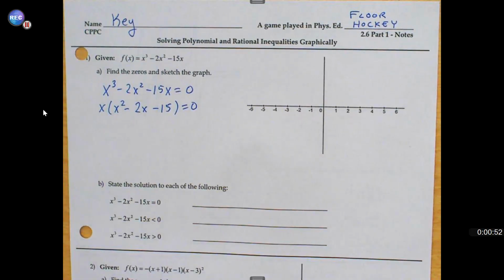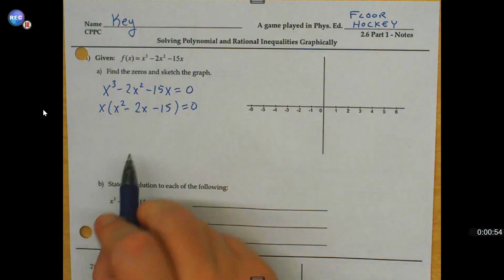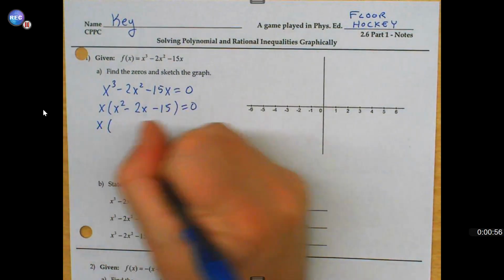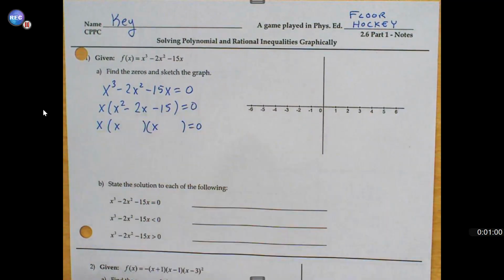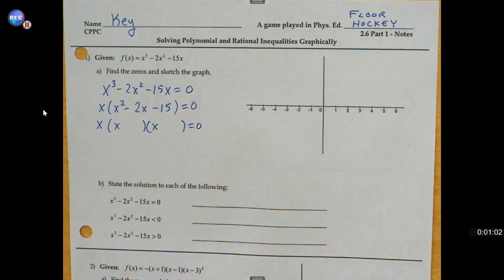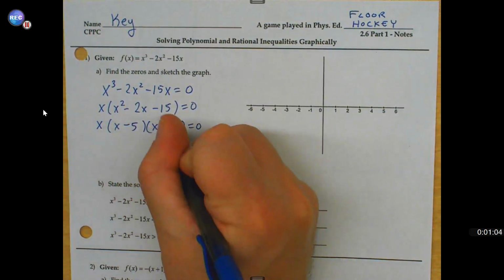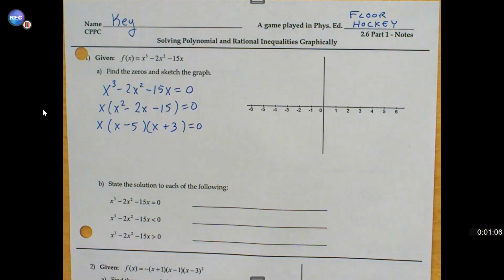And now we'll just break down that trinomial. We'll keep the x there, set up our two parentheses, need an x here and an x here. And I truly believe that a -5 and a +3 will get the job done.